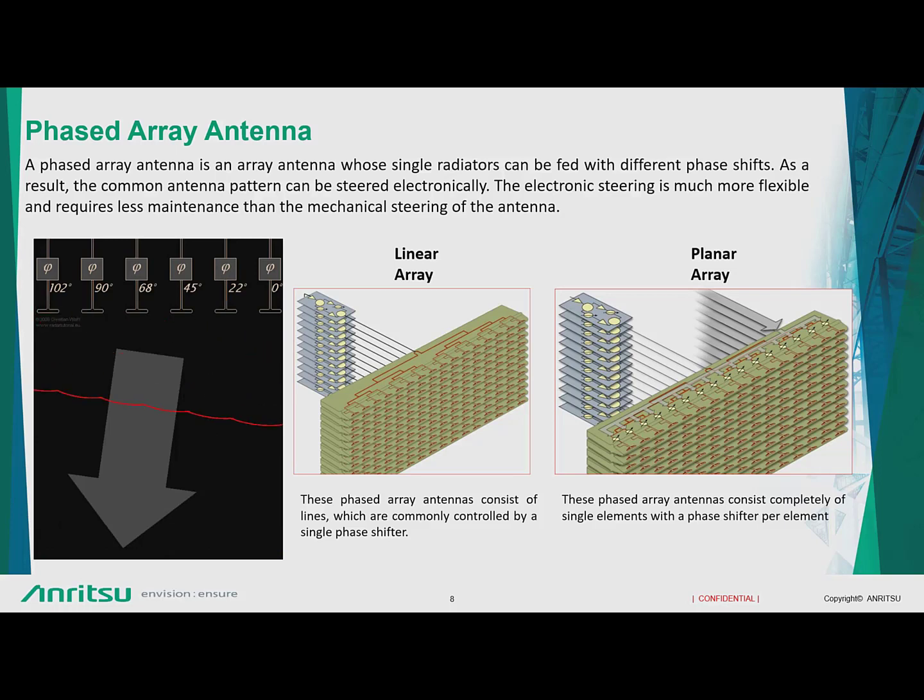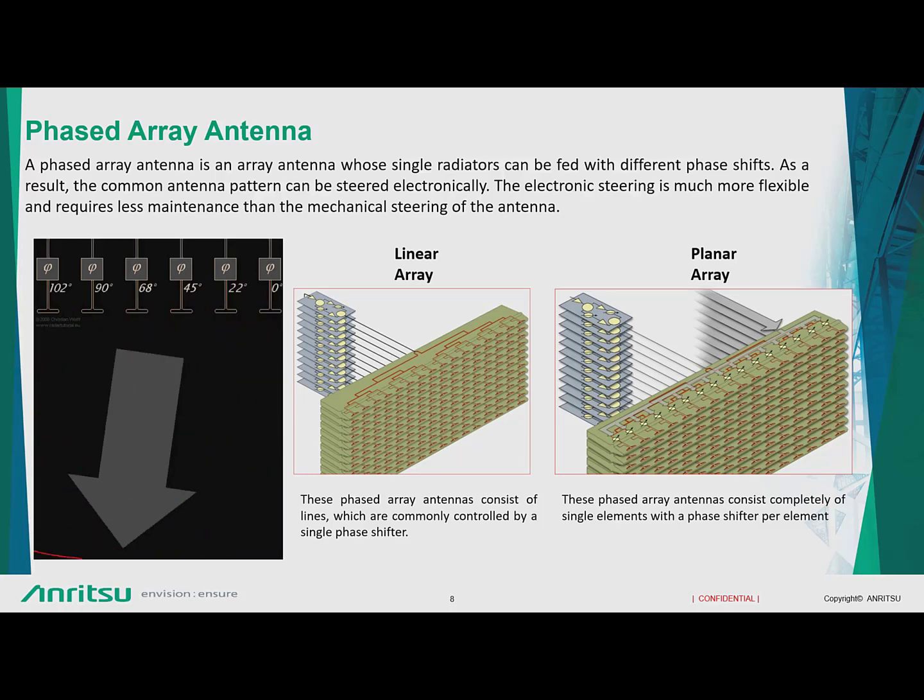So that's why testing of these phased array antennas and all these active and passive components that form a subsystem of making these radar measurements is very important. In the planar array, you can see that these phased array antennas consist completely of single elements with a phase shifter per element. So that means per element you have a phase shifter, and that's why these systems become even more complicated.